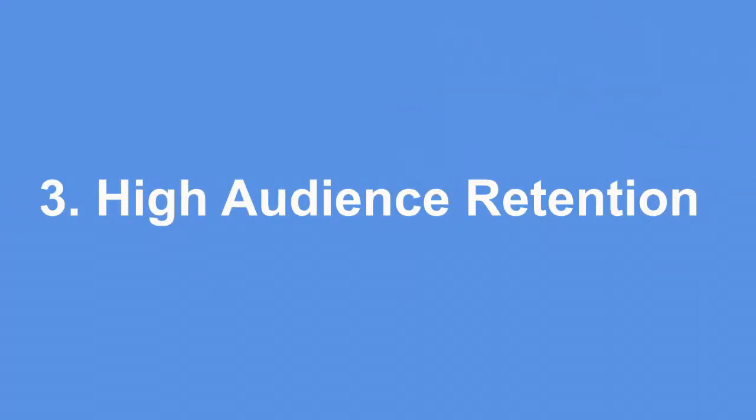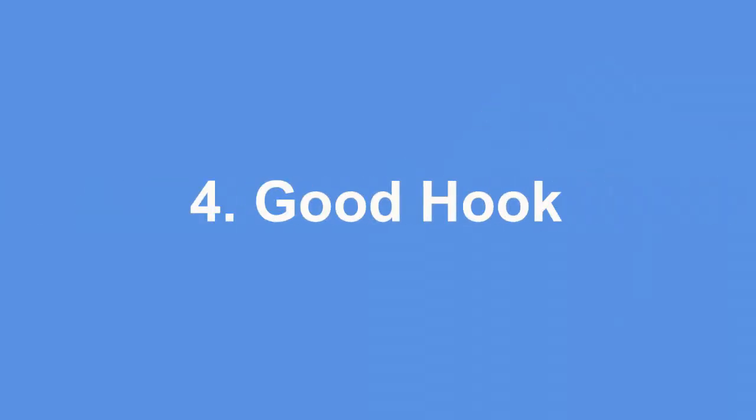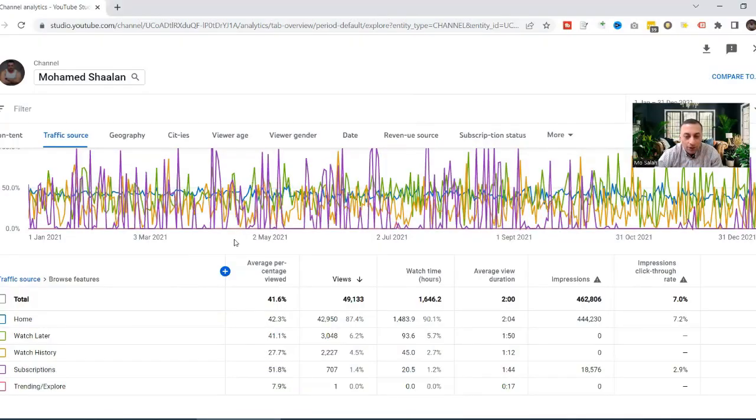High audience retention. You want to increase the amount of time your viewers spend watching your videos so that YouTube suggests your videos to more interested audiences. Good hook. You want to develop a strong hook at the start of your videos so that the viewers are engaged within the first few seconds.